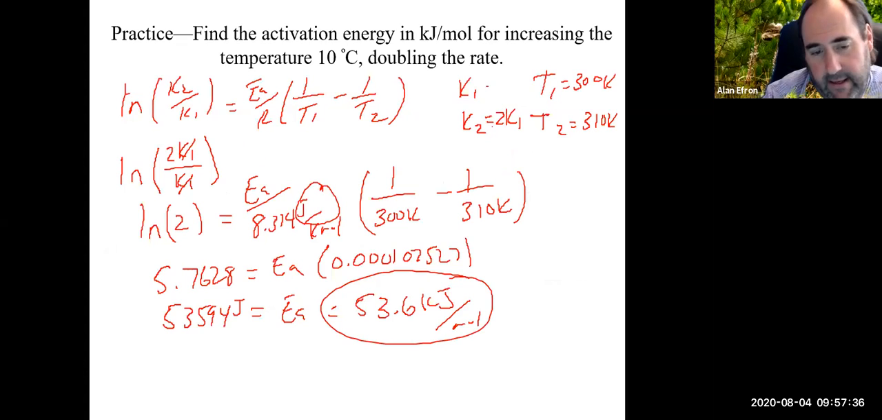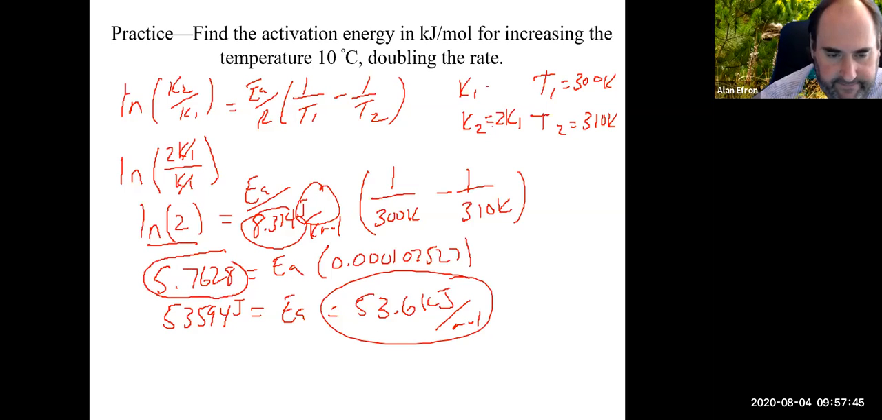I got this number here, which I think is your question, by taking the natural log of 2 and multiplying it by 8.314. So times 8.314 gets you there. Yeah.